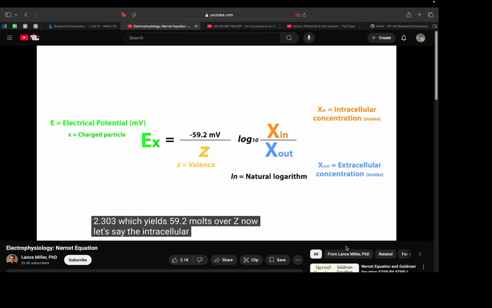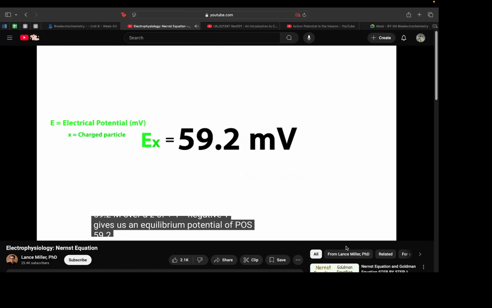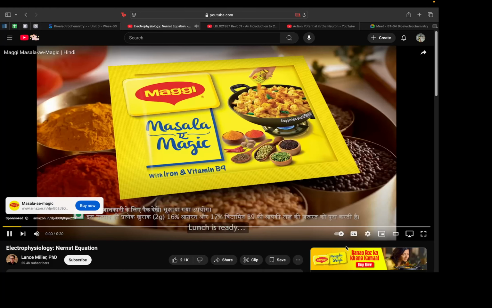Now, let's say the intracellular concentration of the charged particle equals 10 millimoles, and the extracellular concentration equals 100 millimoles. Now, the log base 10 of 10 millimole over 100 millimole equals -1. So minus 59.2 millivolts over a Z of +1 times -1 gives us an equilibrium potential of positive 59.2 millivolts. Right?